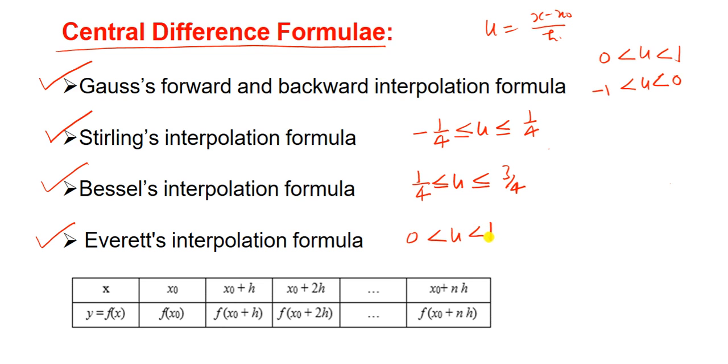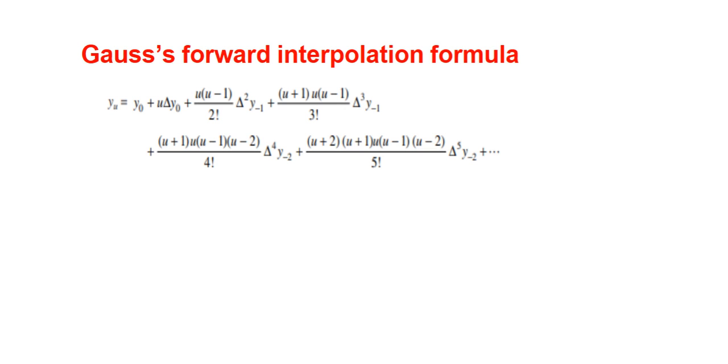So we have tabulated data of the form: the x arguments are denoted by x naught plus h, x naught plus 2h, up to x naught plus nh, and the y values corresponding to the x arguments are denoted by f of x naught plus h, f of x naught plus 2h, up to f of x naught plus nh. So here first we will discuss Gauss forward interpolation formula.